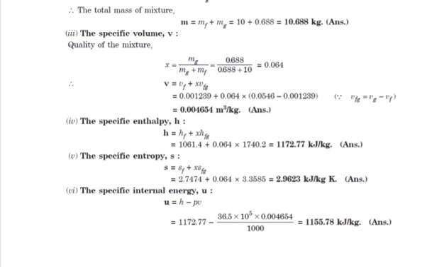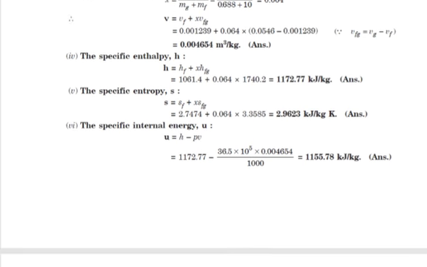Then you have to determine the internal energy, the specific internal energy. This formula is taken from the first law of thermodynamics: U equal to H minus PV. Put the values for H, enthalpy, P, and V, and you will get 1155.78 kilojoule per kg. That is, you are getting the specific internal energy.